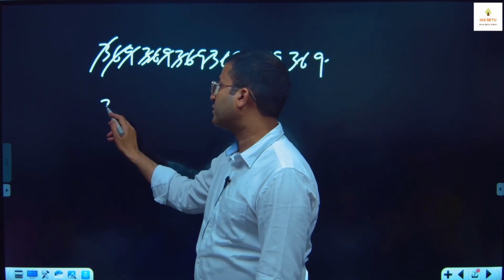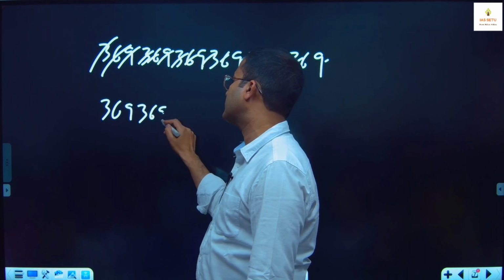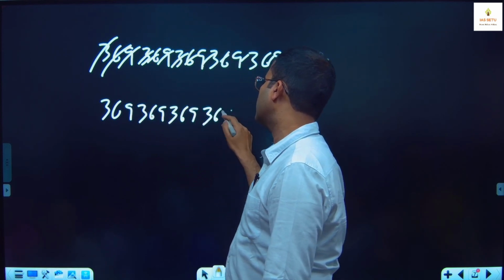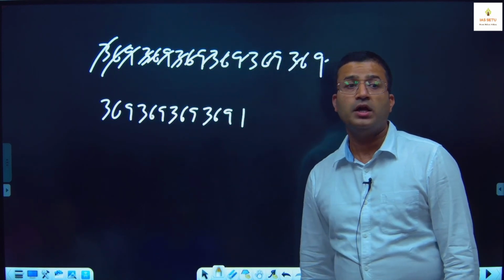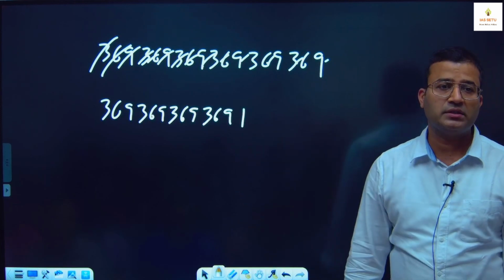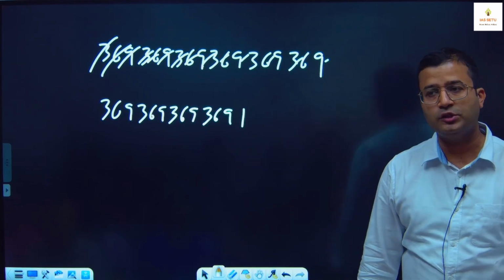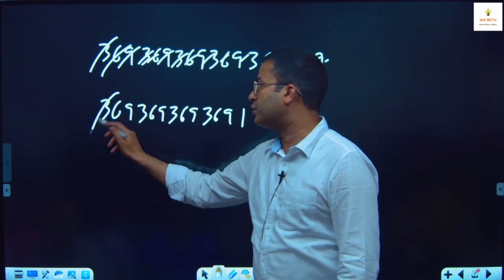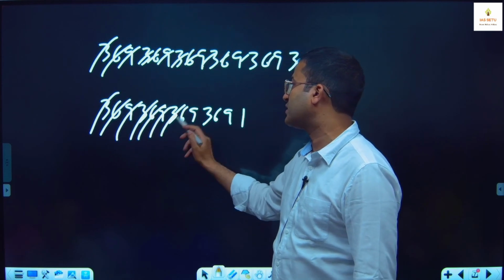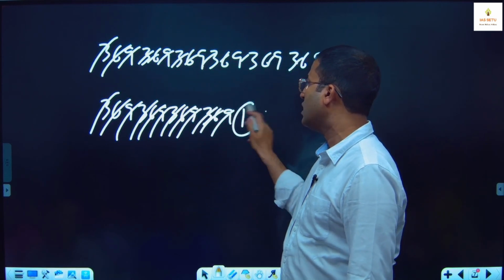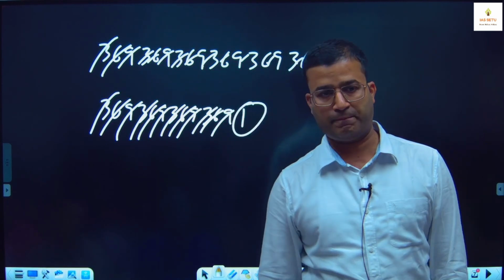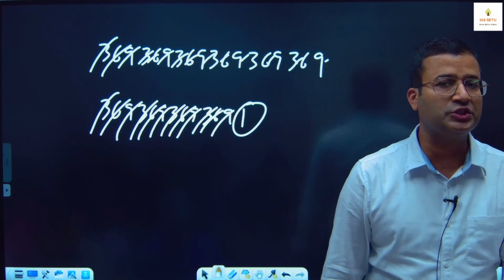Like if I ask 3, 6, 9, 3, 6, 9, 3, 6, 9, 3, 6, 9, 1. Is this number divisible by 3? What is the remainder? 1. जो बच गया वही रिमाइंडर है. Ignore this 3, 6, 9 repeated. Here 1 itself is your remainder. This is the first shortcut.